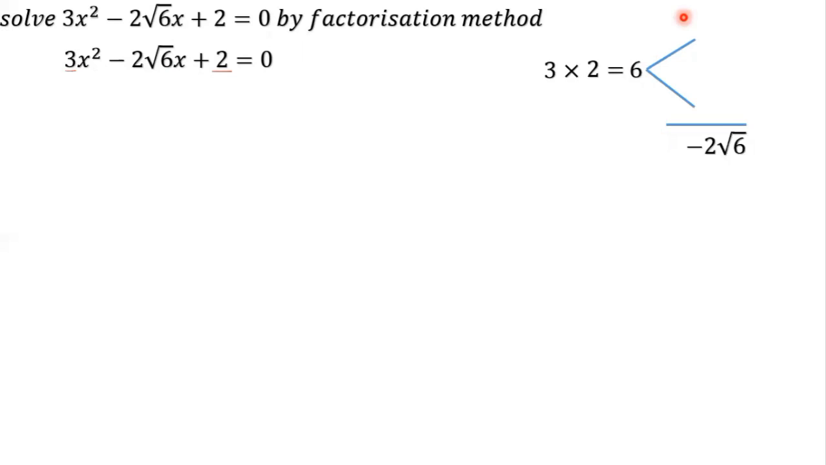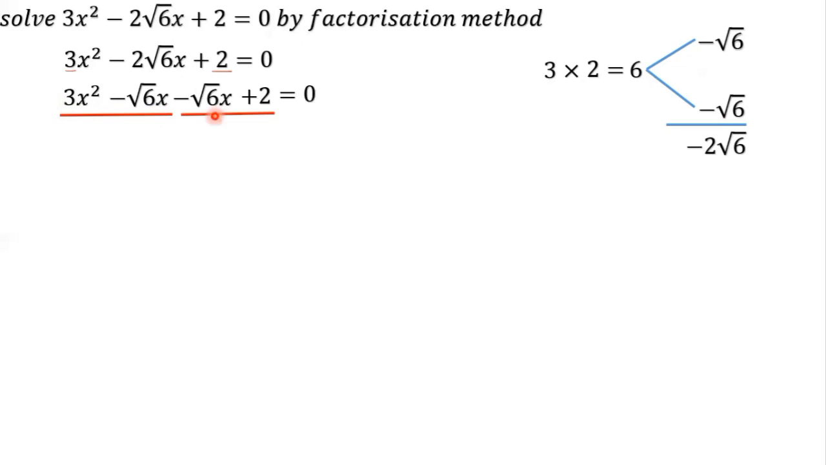So you have to find two numbers such that their product is 6 and their sum is minus 2 root 6. Since the sum involves root 6, you should have root 6 in both the numbers. And coefficient of root 6 is 1 because you should get minus 2 root 6. Minus root 6 into minus root 6 is 6. Minus root 6 minus root 6 is equal to minus 2 root 6. So 3x square minus root 6x minus root 6x plus 2 is equal to 0.